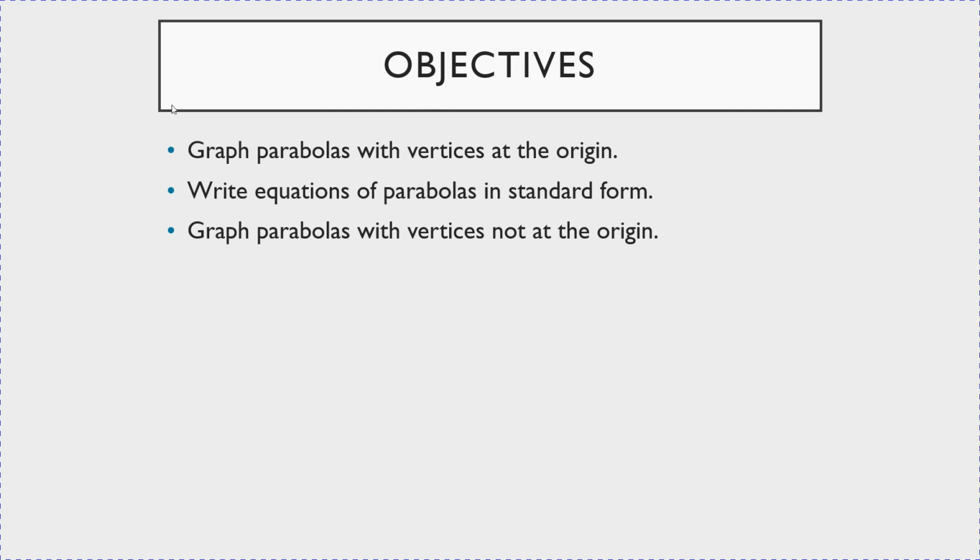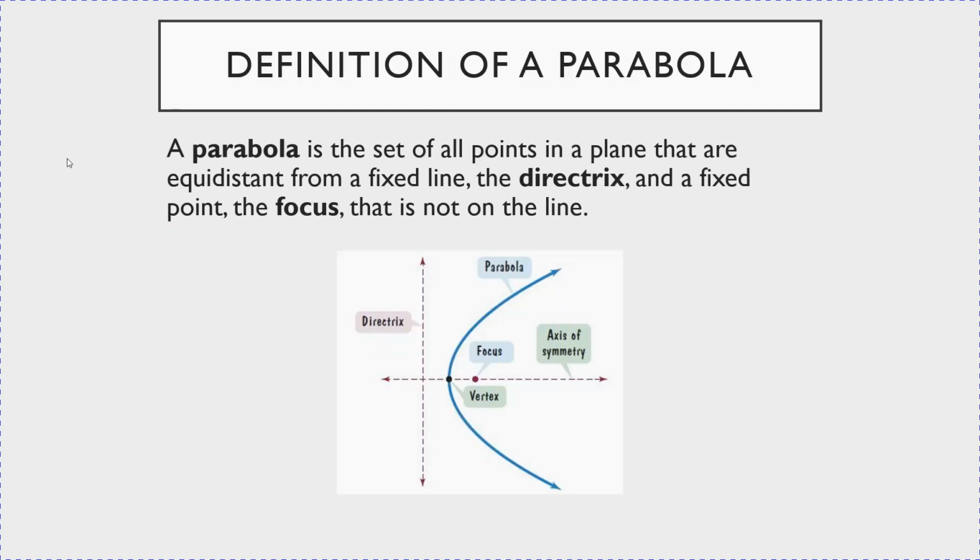All right, so let's start with the definition of a parabola. A parabola is the set of all points in a plane that are equidistant from a fixed line called the directrix and a fixed point called the focus. And that focus is not on the line. So basically, this is a parabola here. You can see we have what we call the directrix. We have the vertex, the turning point. You can see I have the axis of symmetry and the focus here.